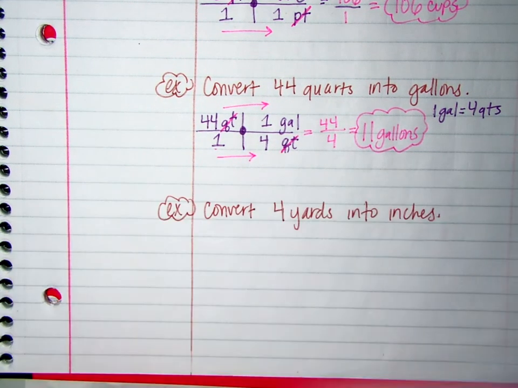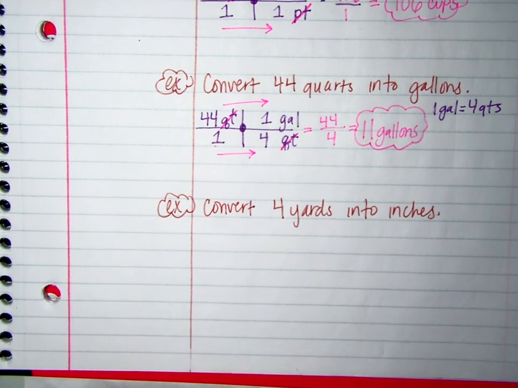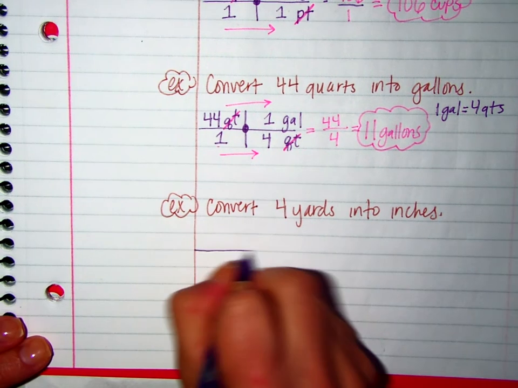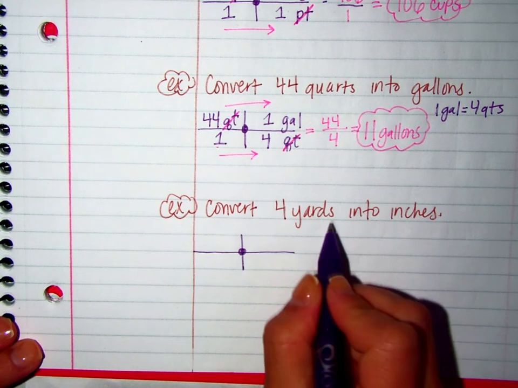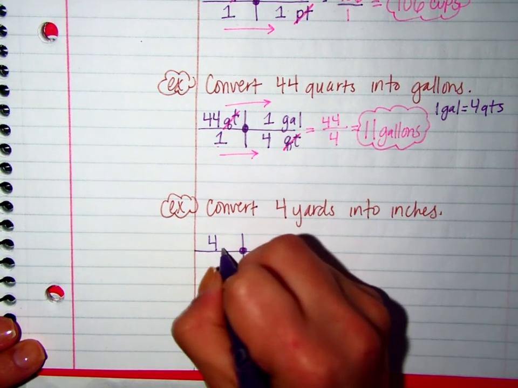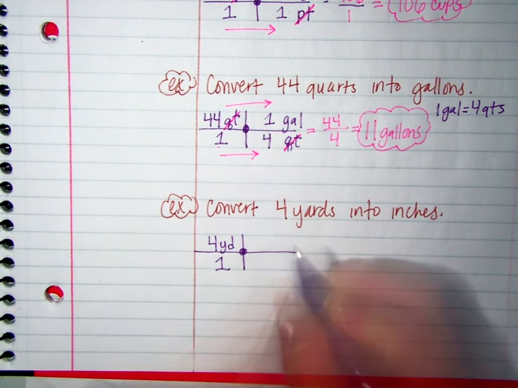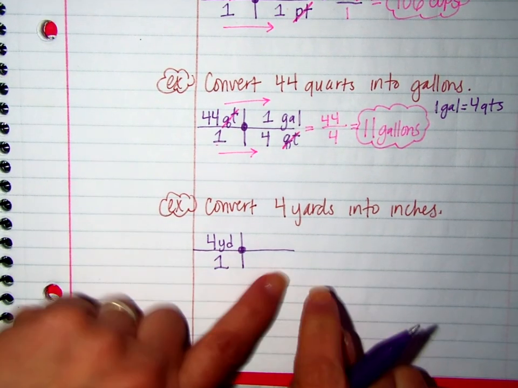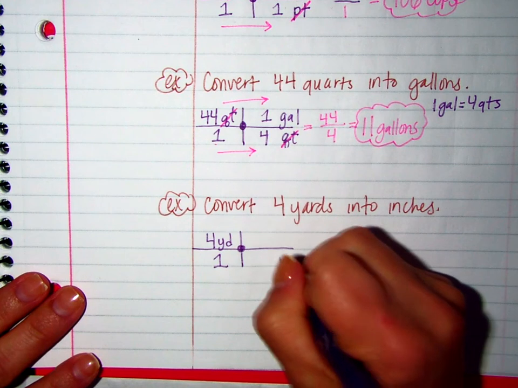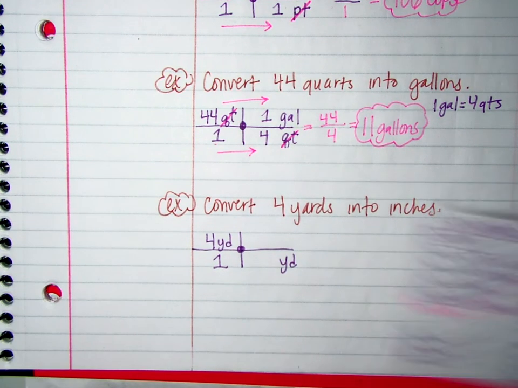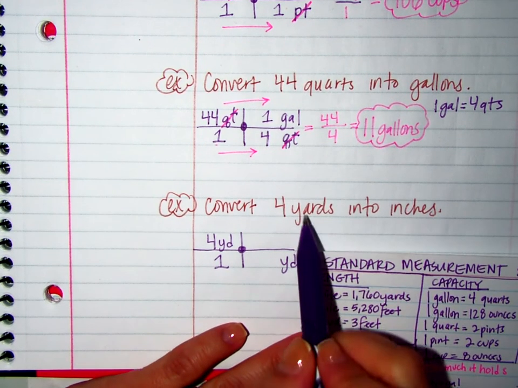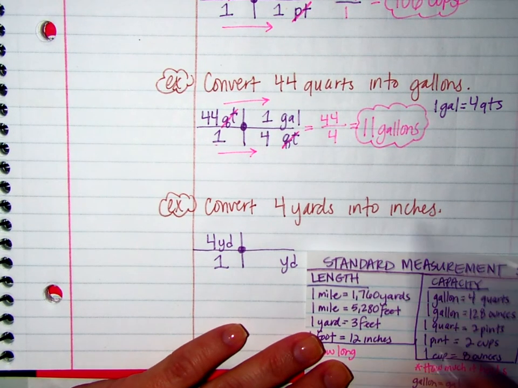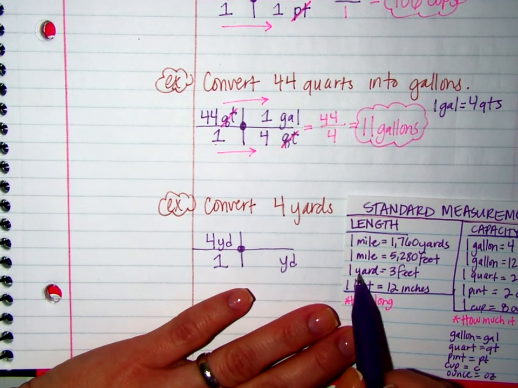Last one. We're going to convert 4 yards into inches. Okay. So we're going to do the same thing. We're going to build our chart here. Okay. And then we're going to write down what we're starting off with. In this case, it's 4 yards over 1. Okay. And now I want yards to be on the bottom of the second one. However, when I go to my chart, I don't see a relationship between yards and inches. You see that? Okay. I only have a relationship between yards and feet.